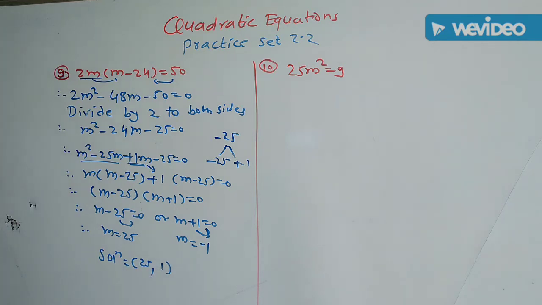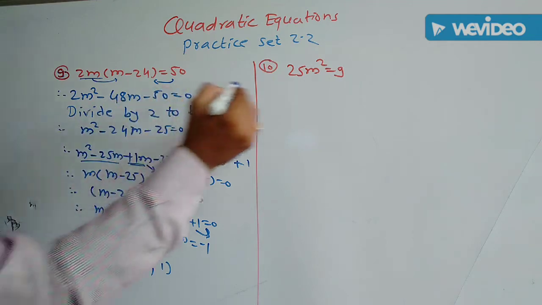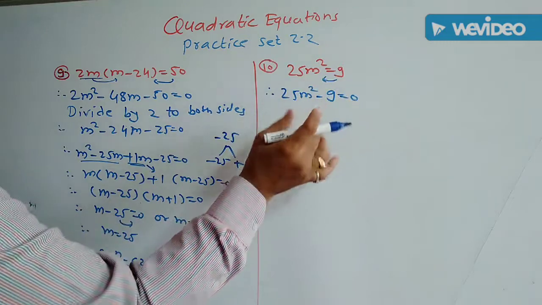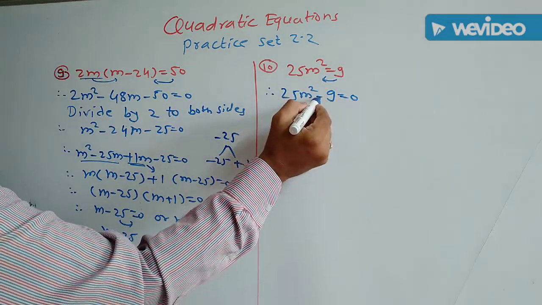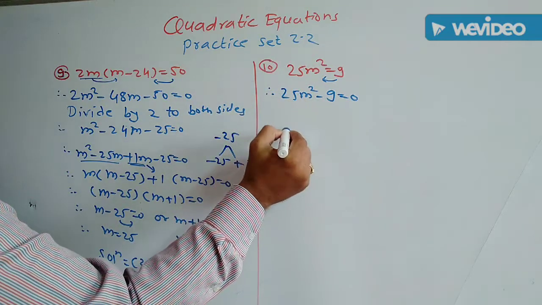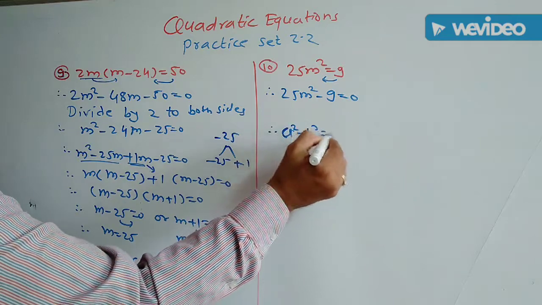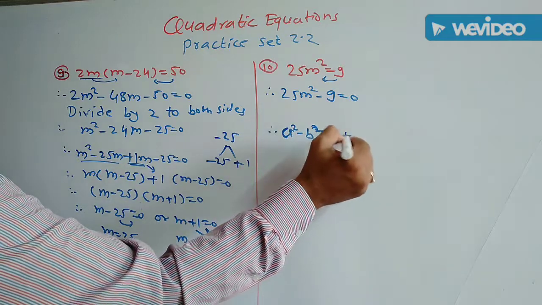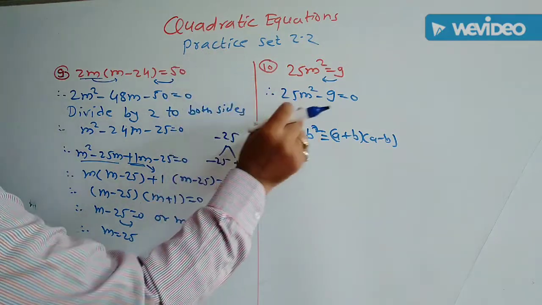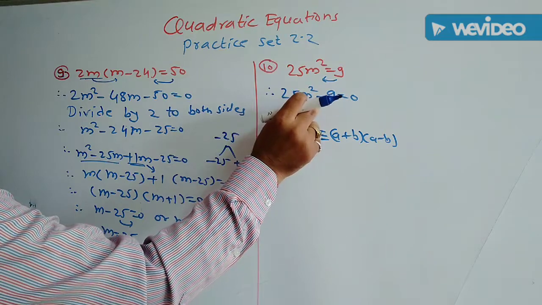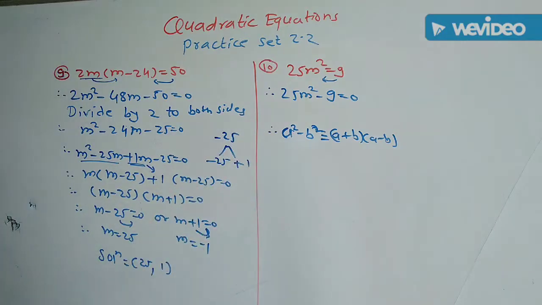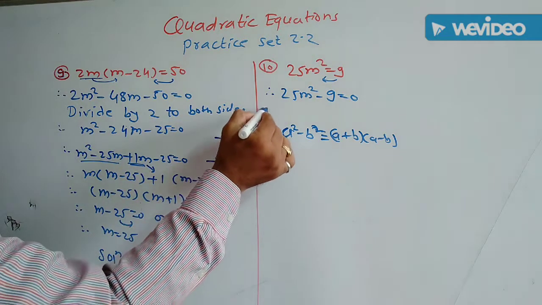Now the next example is 25m square is equal to 9. Firstly, 25m square minus 9 is equal to 0, as 9 gets converted to minus. If the middle term with the variable is not given in the example, then in this type of example we use the formula a square minus b square is equal to a plus b into a minus b. In all the examples in which the middle term with the variable is not given, we use the formula a square minus b square is equal to a plus b, a minus b.